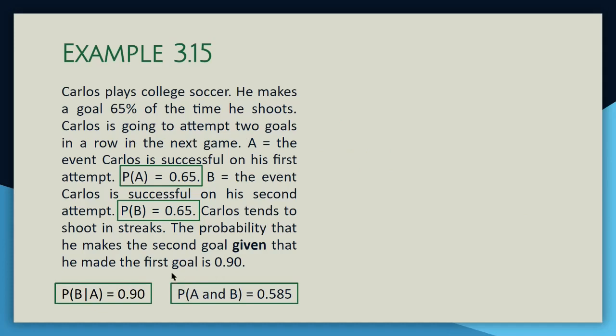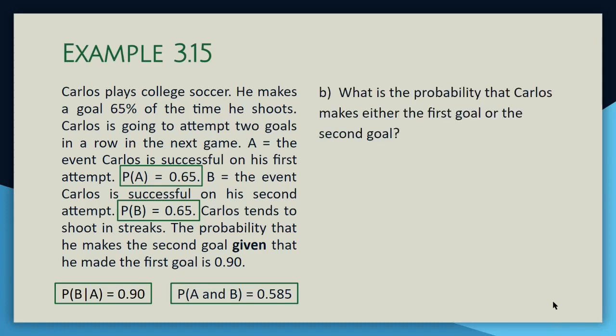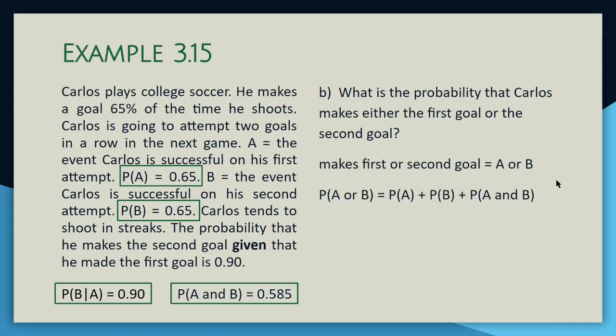Okay, so we're going to add that down to the bottom. We now know A and B is 0.585. And let's take a look at that second part. B says, what is the probability that Carlos makes either the first or the second? So makes first or second, that's A or B.